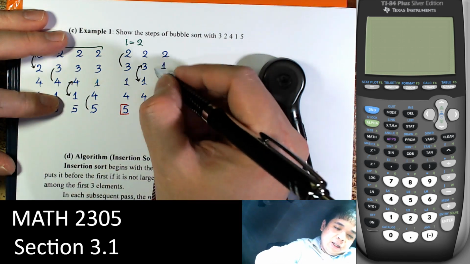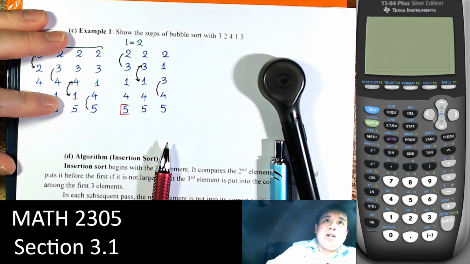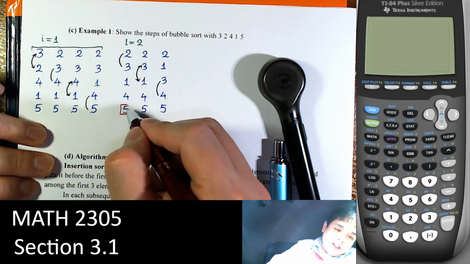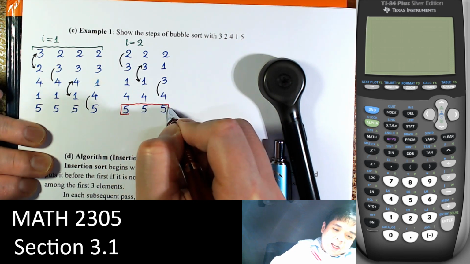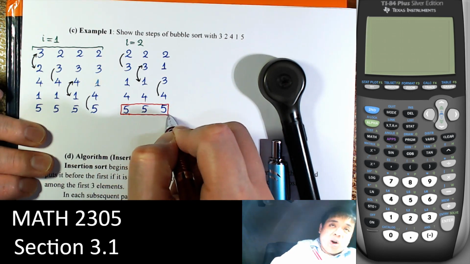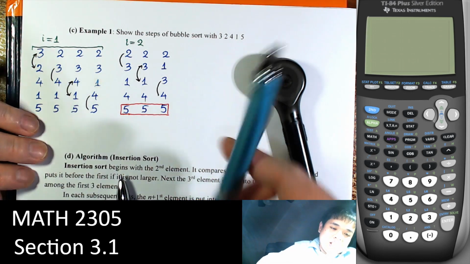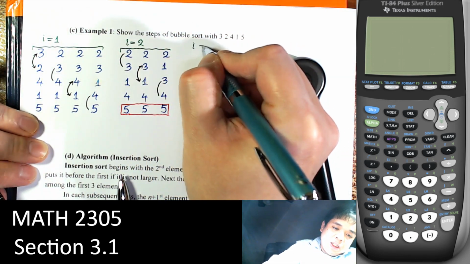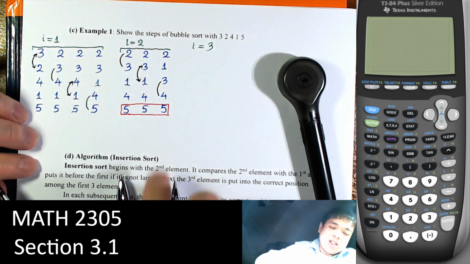And then next, this in the correct order. Remember, when I increase by 1, we're going to skip 1 at the bottom. So the bottom is correct order. We're not going to mess with that. So this is when I equal to 2. Now I equal to 3. We're going to skip the last 2.